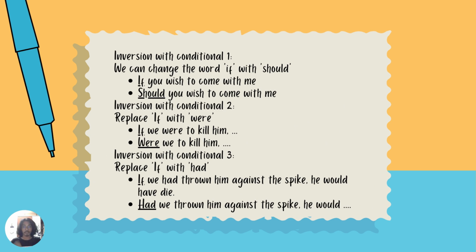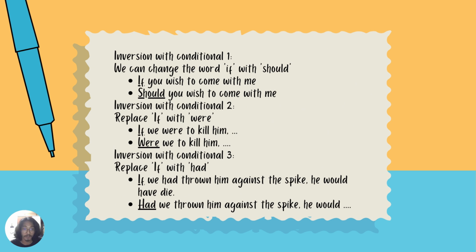And then moving on to the second conditional. If we were to kill him, we can change it to "were we to kill him." And then for the third conditional, we can replace "if" with "had". If we were to write, "if we had thrown him against the spike, he would have died," we can change it to "had we thrown him against the spike, he would have died."